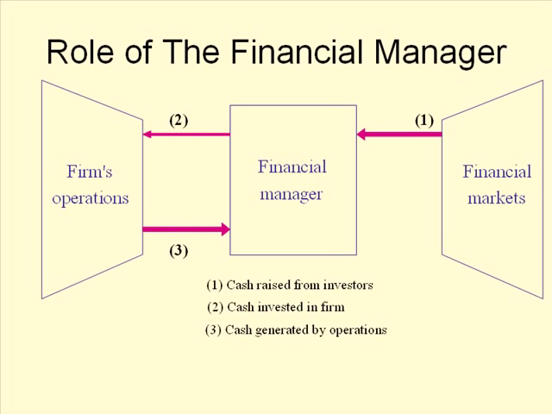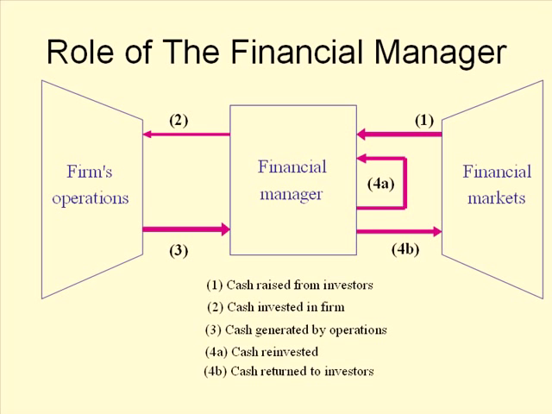If the firm generates cash from operations, then the financial manager has the assignment of deciding how to use that cash. And the choices amount to reinvesting the cash in the operations of the firm so as to increase the value of the firm to its owners, or paying the cash out to the investors, either in the form of dividend payments to the shareholder owners or interest payments and return of principal to the debt suppliers.